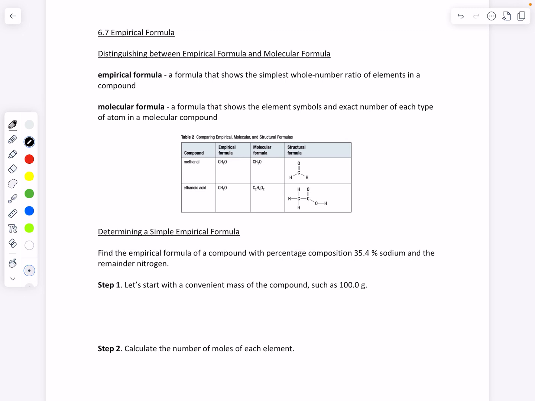6.7 Empirical Formula. Distinguishing between empirical formula and molecular formula. Empirical formula is a formula that shows the simplest whole number ratio of the elements in a compound, whereas a molecular formula is a formula that shows the element symbols and the exact number of each type of atom in a molecular compound.